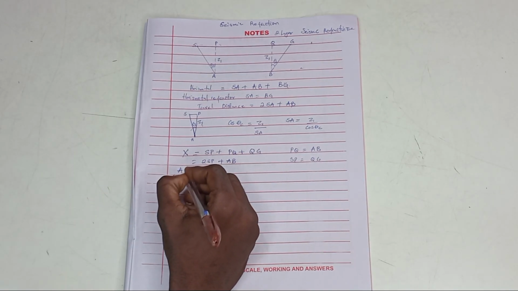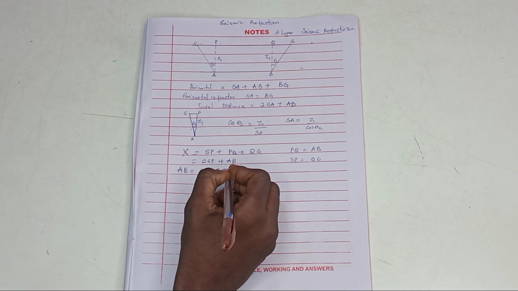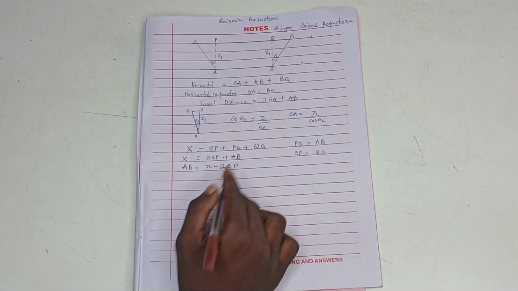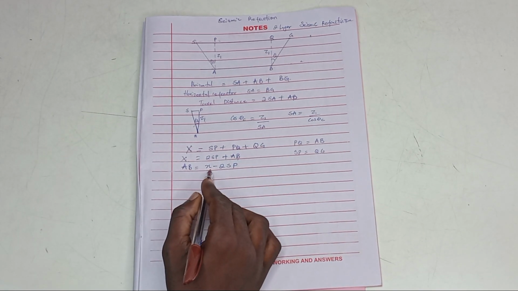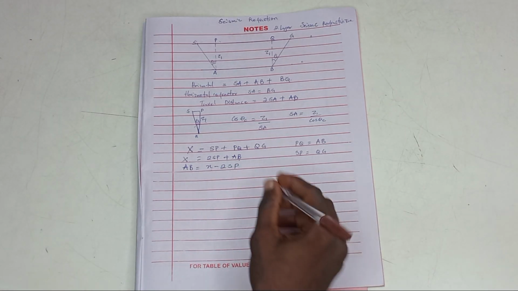Make AB the subject of the formula. We have AB is now equal to X minus 2SP, like you're taking 2SP to the other side, and you have AB left. So AB is now equal to X minus 2SP.